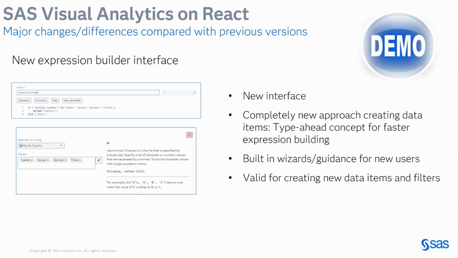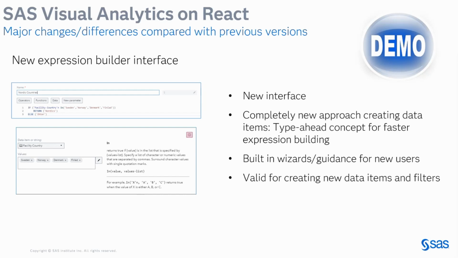However, if you are a new user, maybe not a user with coding experience, we have built-in wizards and guidance still in the expression builder, so you don't need to type anything actually. And the expression builder is also valid for when you are creating filters for objects in VA. But I think it's better to look at it, and I will show you some examples where I use the type ahead example, and also using the wizard guidance approach in the new expression builder.